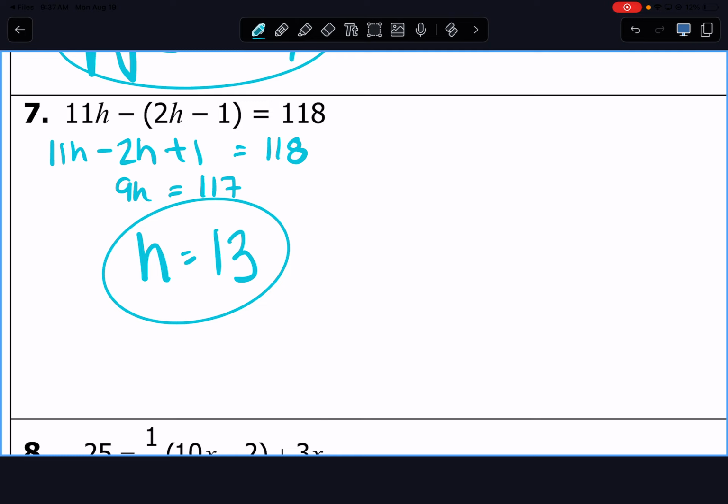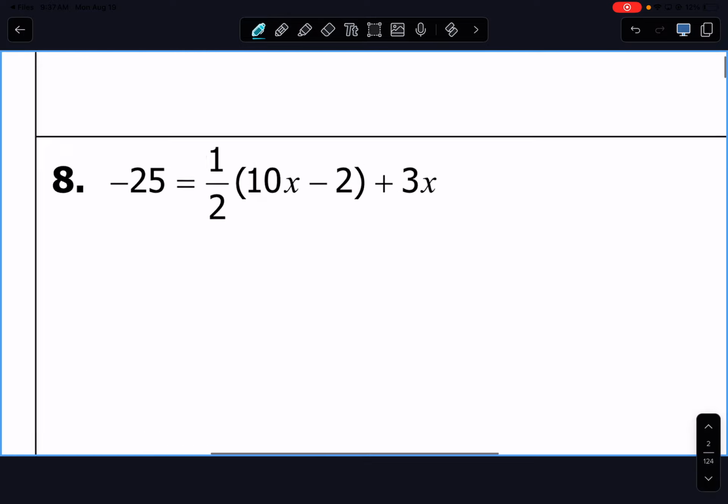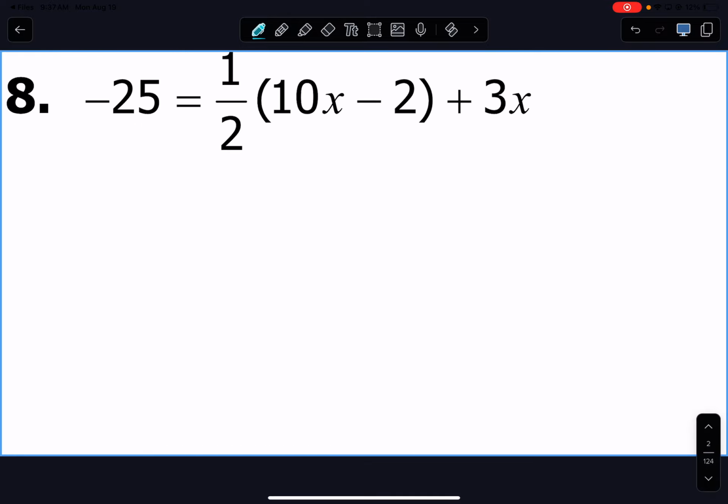So we are going to look at the fraction ones now. Y'all ready for that? It really isn't that bad. I pinky promise. All right. Let's all be quiet so we can look at number 8.